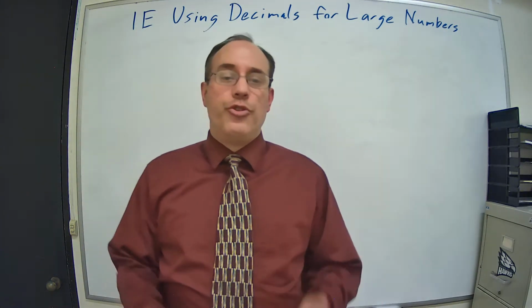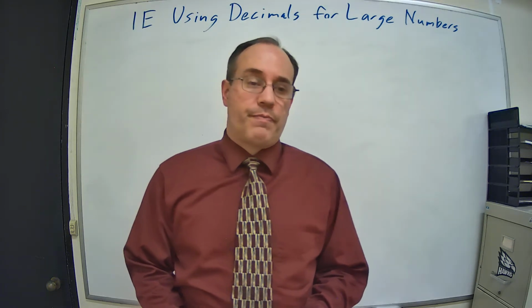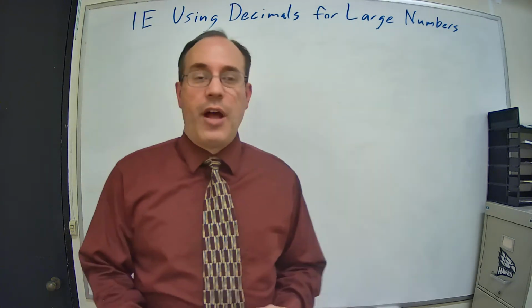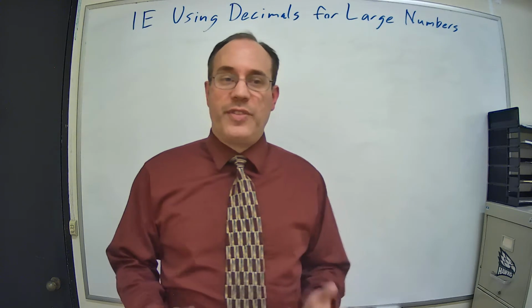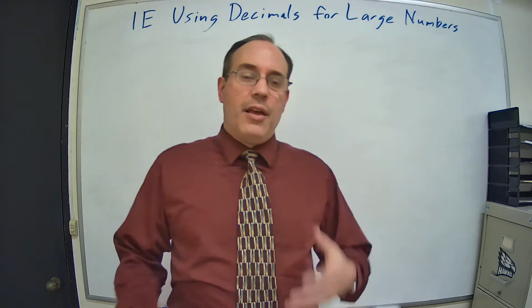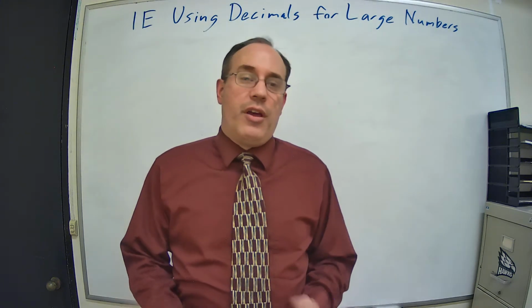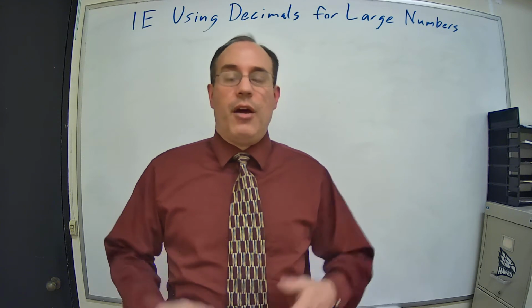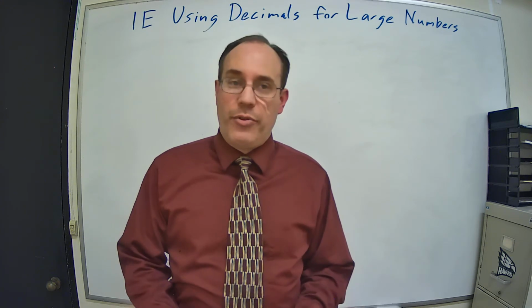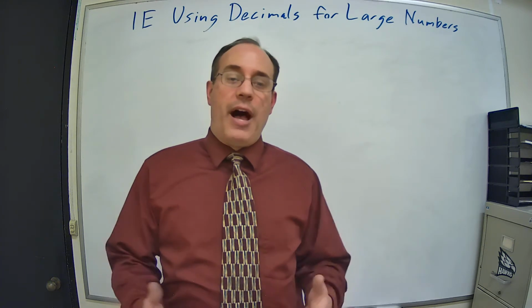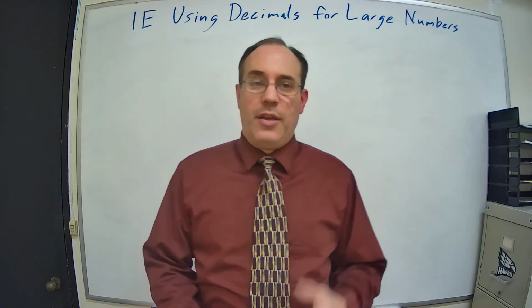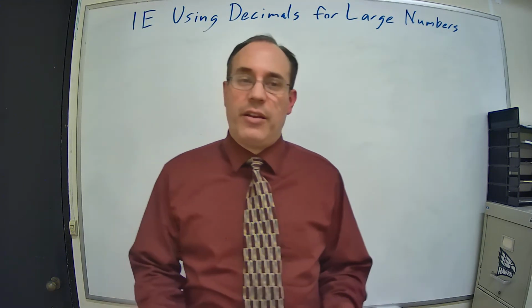Section 1E, using decimals for large numbers. So now that we've dealt with decimals and we've dealt with rounding, pulling these things together, we actually find that we can abbreviate large numbers by using decimals. So what do I mean by abbreviating a number?